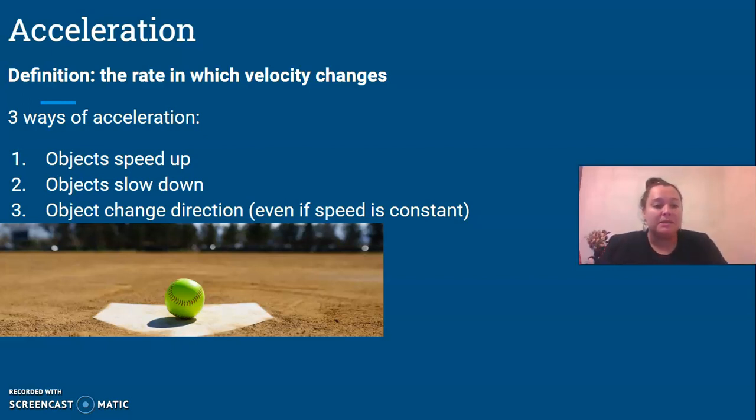Let's say you pick up this softball and you throw it, it's accelerating. When the ball lands in somebody's hands and it makes a stop to slow down, it's accelerating, technically deceleration. And then let's say you turn the ball a different direction. Because it's going in a different direction, it's accelerating as well. So those are the three ways that we can accelerate an object.